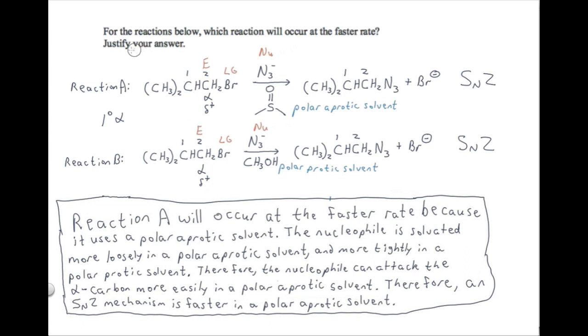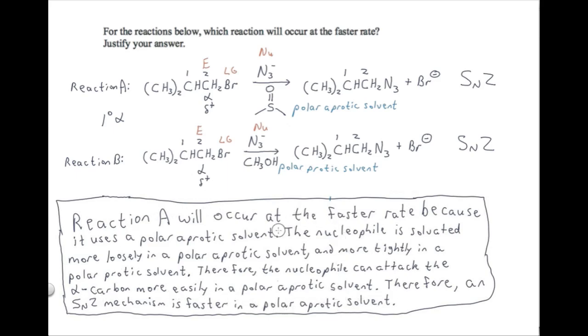Now remember, this problem required us to justify our answer, so we won't get credit or full credit without an explanation. Well, the explanation is that the nucleophile is solvated more loosely in the polar aprotic solvent, which makes it easier for the nucleophile to attack the alpha carbon. The nucleophile is solvated tightly by a tight solvation shell in the polar protic solvent in reaction B, which creates steric hindrance that makes it difficult for the nucleophile to attack the alpha carbon. So SN2 is faster in a polar aprotic solvent.